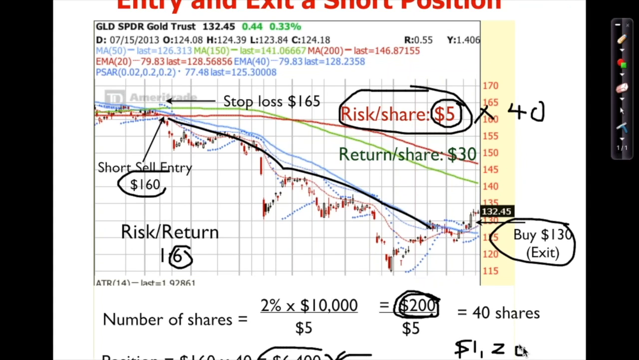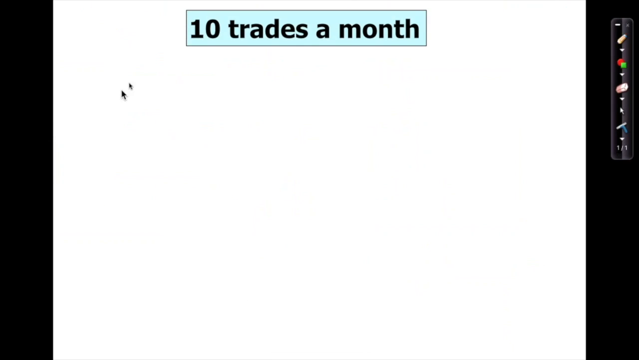And notice that $200 represents 2% of my capital, and 1,200 represents 6% of my capital. So that is how I manage my risk. So if you do this consistently, what do you expect?